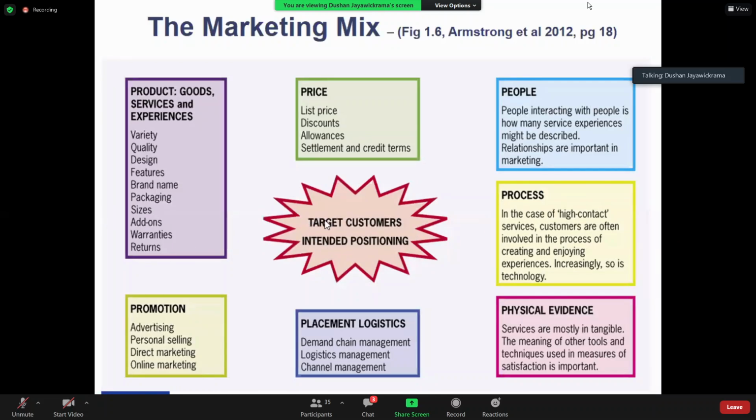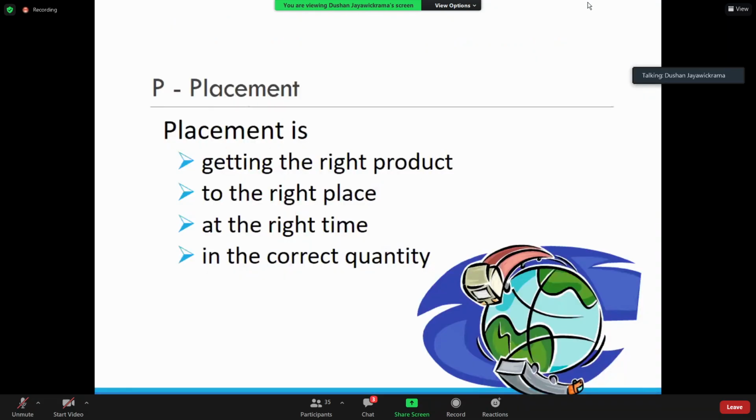So this is the overall idea again. You have your target market and intended positioning, and you develop your product, price, and placement and logistics, that is distribution strategy, and promotion, that is your communication strategy. And also you have other strategies, people, process, and physical evidence. Here we are talking about placement. Placement strategy simply means getting the right product to the right place at the right time in the right quantity.